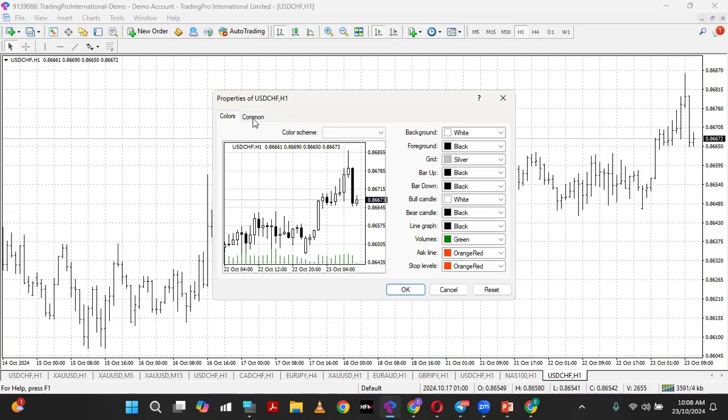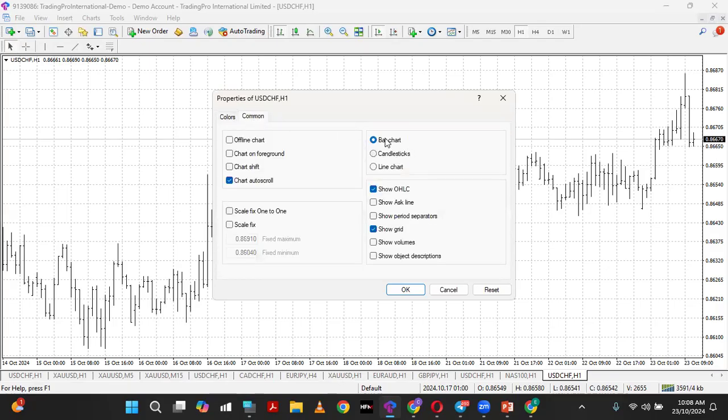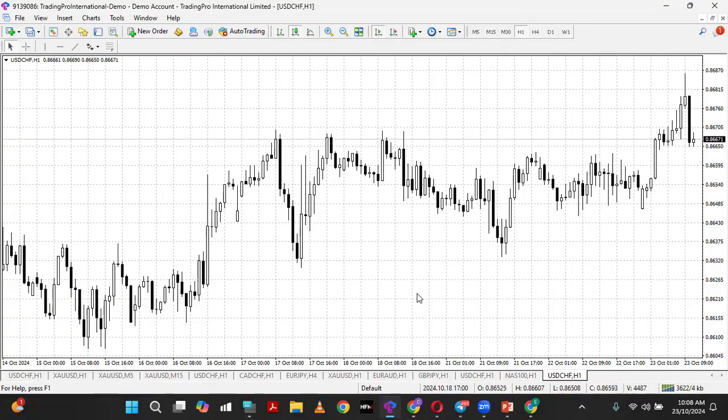So once you've done this, you go to common. When you go to common, you see selected to bar chart. You tap it to candlesticks. Then you click OK. But on the MT4, there's an easier way to do it. At this top corner here, you move your cursor. When you move your cursor, you see candlesticks, then you see line chart. And you also see the shortcut code beside it. That's from your keyboard, if you want to use your keyboard instead of mouse. So when you've done this, this is how your chart will now look like.